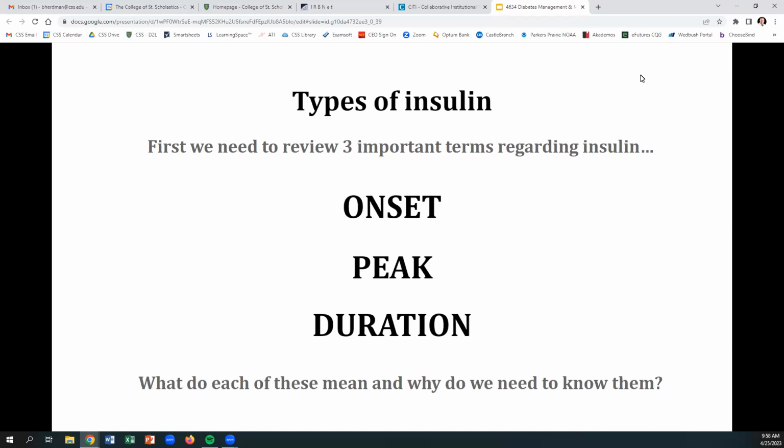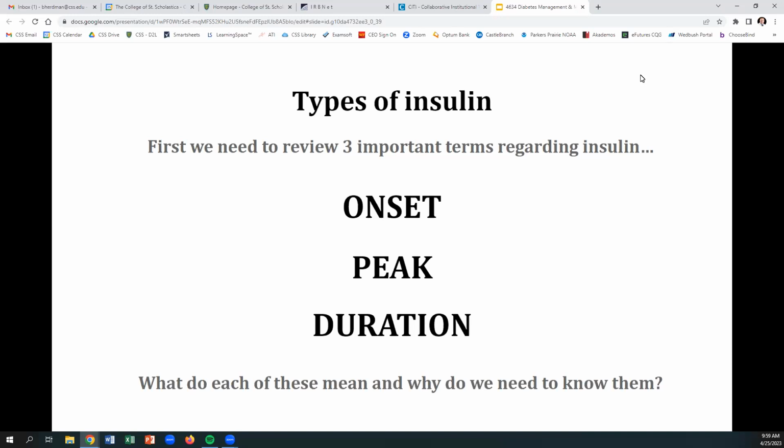The peak then is the time during which insulin is at its maximum strength in terms of lowering blood sugar. So it's the time at which the medication is at its strongest, and this is going to vary depending on the insulin that we're dealing with. Finally, the duration refers to how long the insulin continues to lower blood glucose. Okay, so it's in the bloodstream, it's lowering blood glucose. How long does that insulin continue to work?